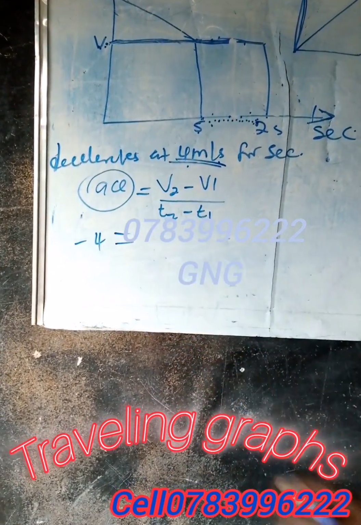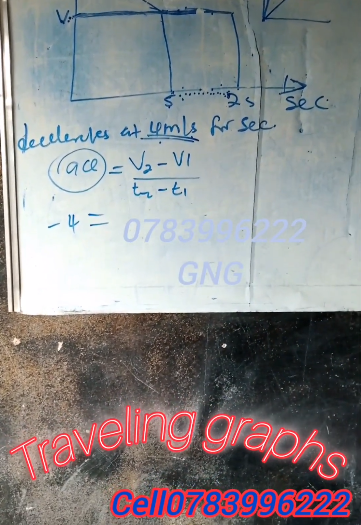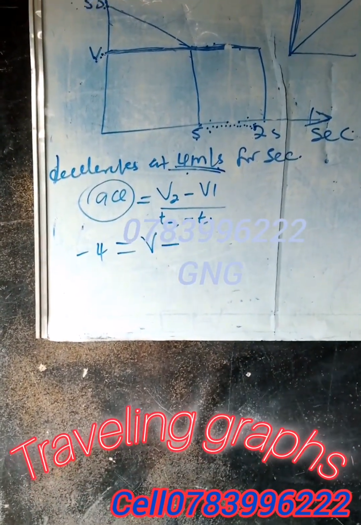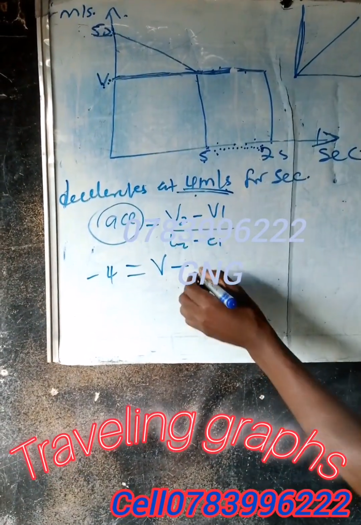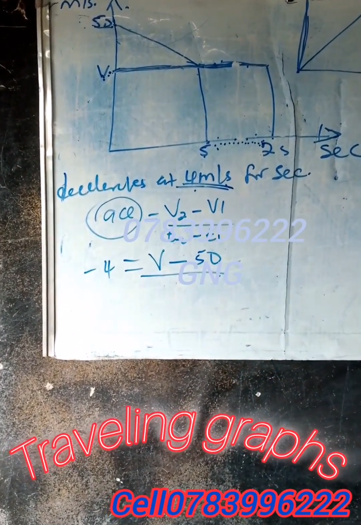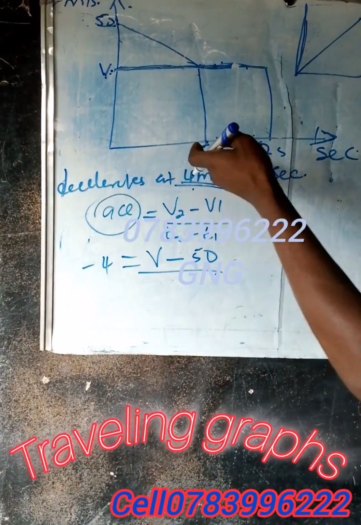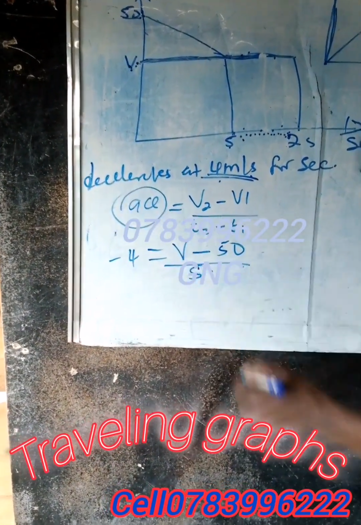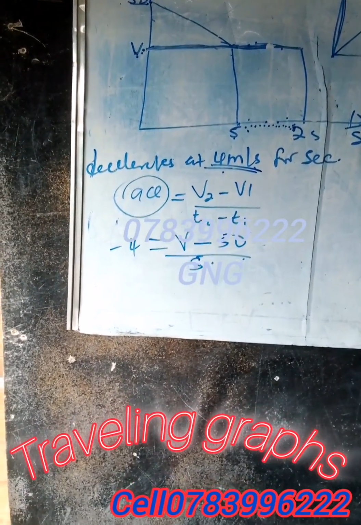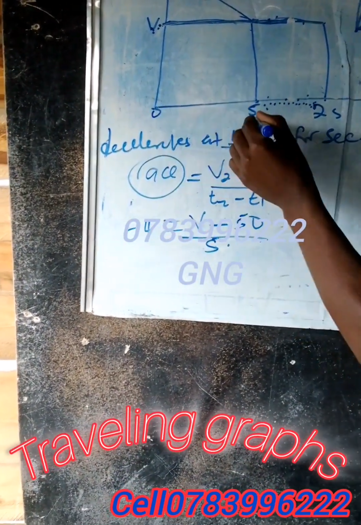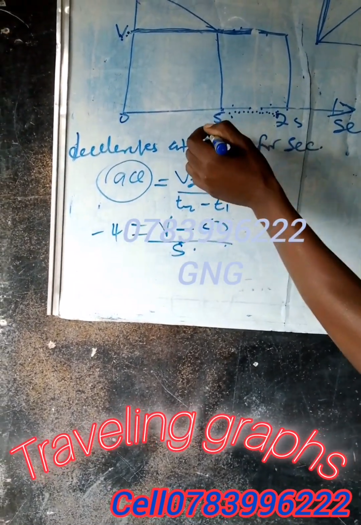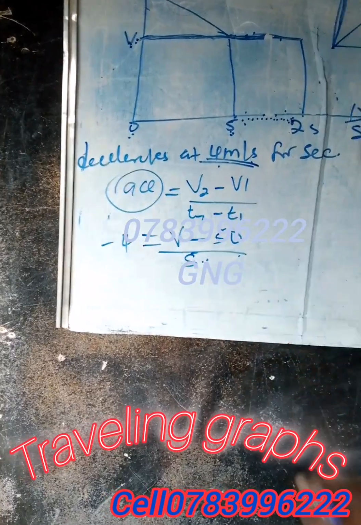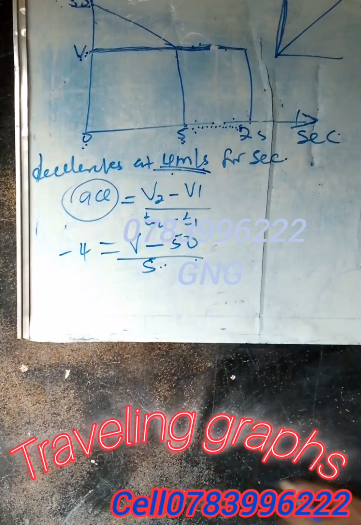So who is my V2? My V2 is this. So I will say V minus my V1. V1 will be 50, so 50 over our time. Our time is 5. T2 minus T1: from 0 to here, this is T2, this is T1. So it's 5 minus 0, I get 5.